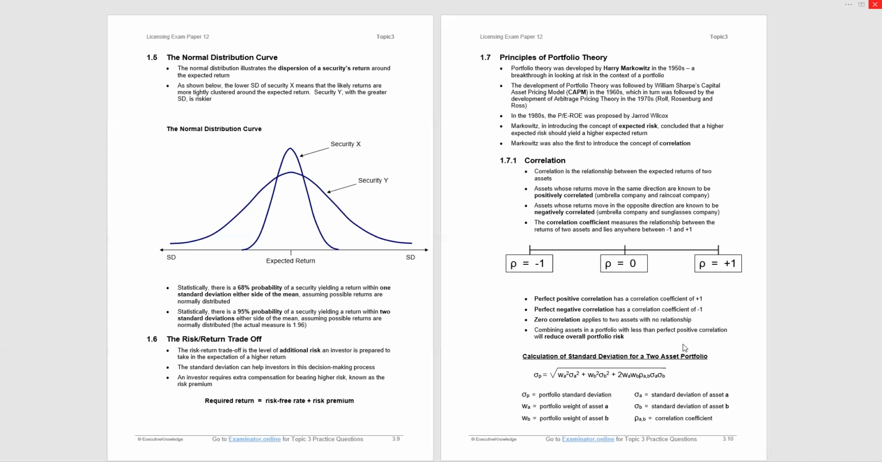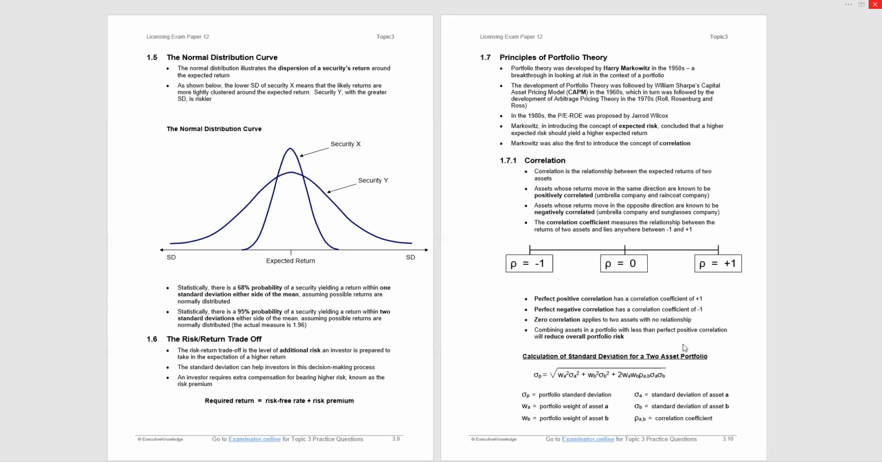So we can look at the very basic question. The required return of an investor is the risk-free rate of return, which is usually linked to government securities, plus a risk premium. Now, how we calculate that risk premium, well, that's for later material. Paragraph 1.7, principles of portfolio theory. Now we go back in history, and it's relatively recent that the theories behind portfolio construction came about.